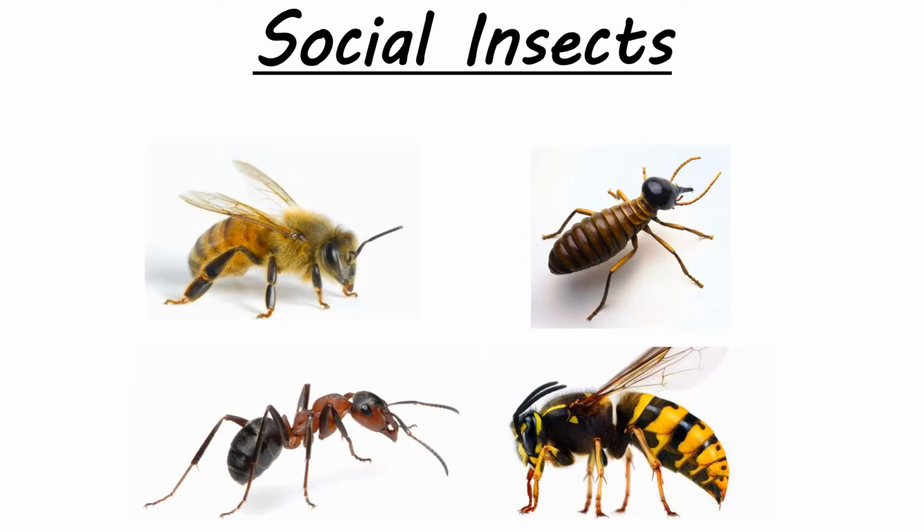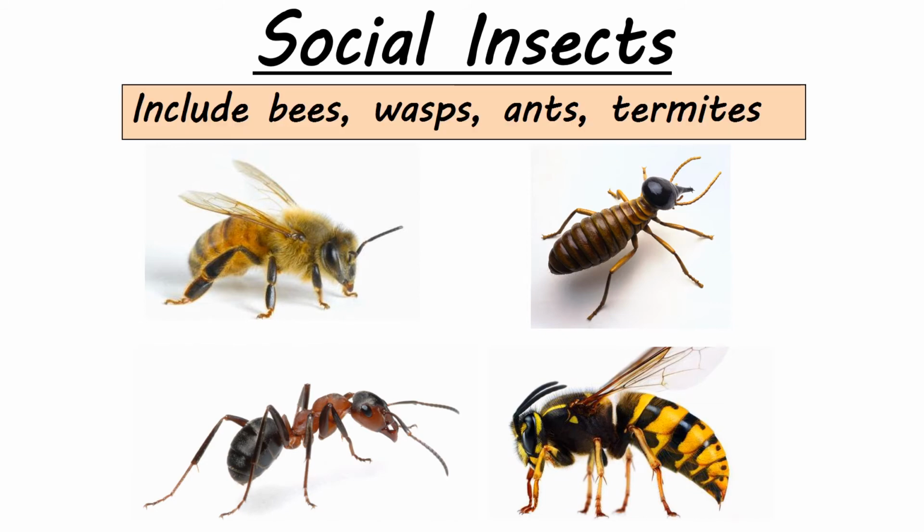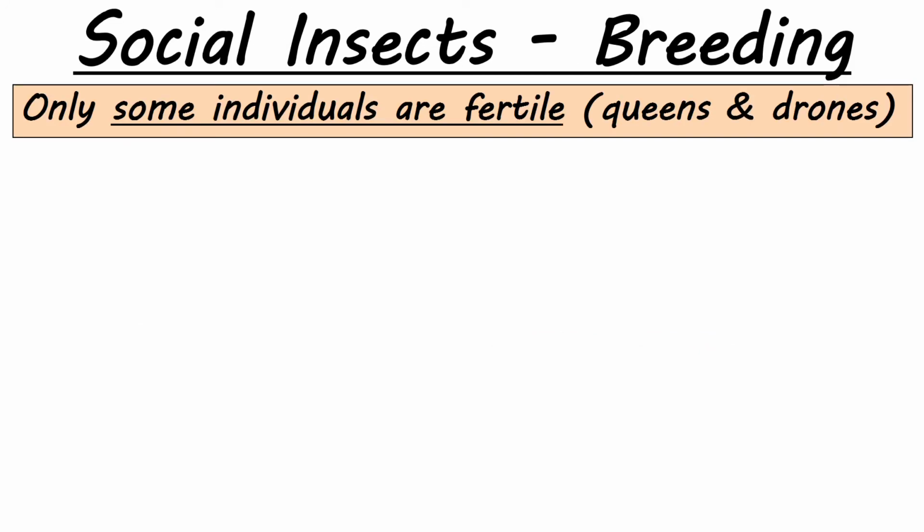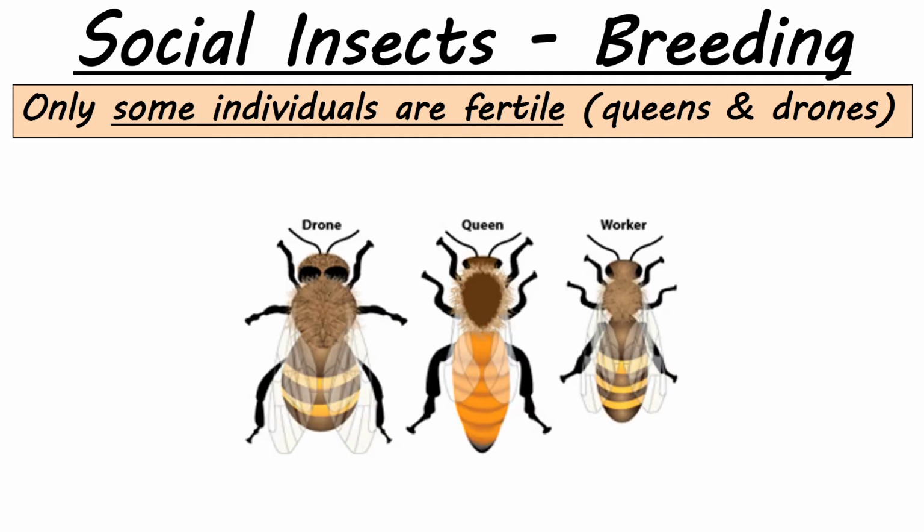So our social insects, we have got bees, wasps, ants and termites included in this. So we've talked about the importance of pollination, so what about insect behaviour now? In terms of breeding, only some individuals are fertile, and they're called the queens, so that's the female, and then the drones, and they look a little bit different. So there's the queen in the middle there. Drone is on the left hand side, and on the right hand side you have got the lowly worker.